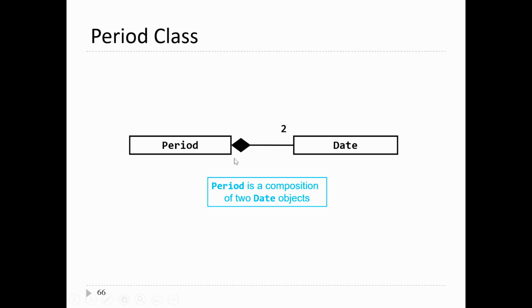In composition, in your UML diagram, you represent the composition with a solid diamond. So in aggregation, it's an open diamond. Composition, it's a solid diamond. So the way you read this diagram is a Period object is a composition of two Date objects.